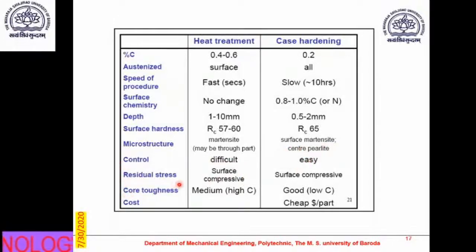Then residual stresses: the surface is compressive. Surface is having compressive residual stress. Here also you have surface compressive residual stress. Core is having medium to high carbon. Here it is low carbon. And cost, it is comparatively cheap. Here the cost point is not taken into consideration because the setup costs are very high.